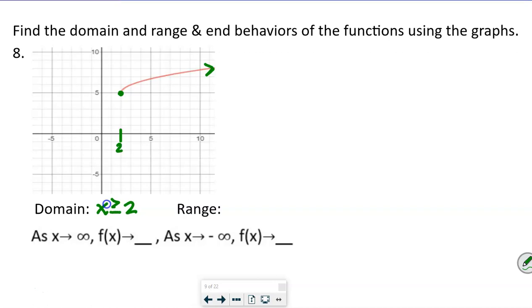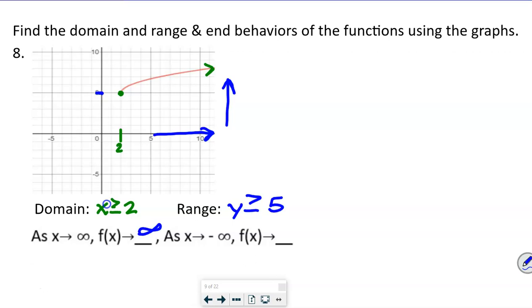And as we talk about our range values, again, we're going to talk about our y values. So where do our y values start? They start at 5. So our y is going to be, and again, it's going up as well, right? So it's going to be greater than or equal to 5, okay? So as x approaches infinity, so as we go this way on the graph, what's happening to our y values? What's happening to the graph, y'all? Isn't it going up? So that means we're approaching infinity here.